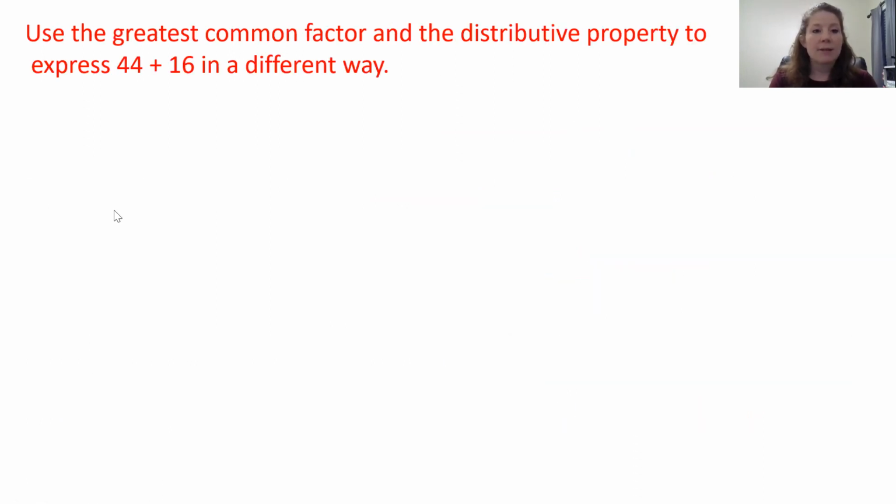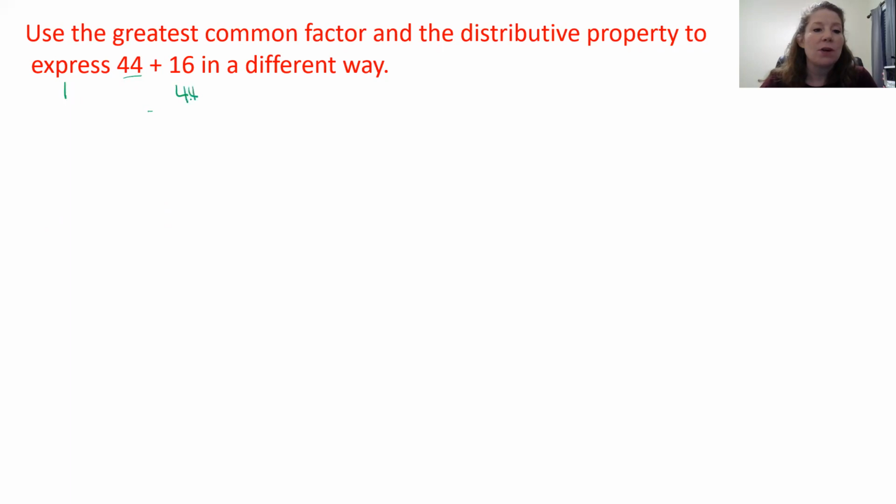All right, everybody hanging in there, I hope so. Now this says to use the greatest common factor and the distributive property to express 44 plus 16. So in other words, they want us to rewrite this so that it's still equivalent to 44 plus 16. So what is the biggest number 44 and 16 have? Well, think about the factors of 44.